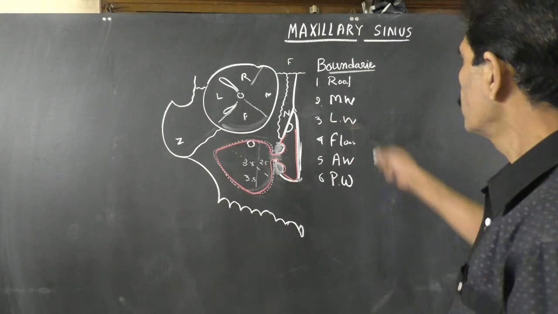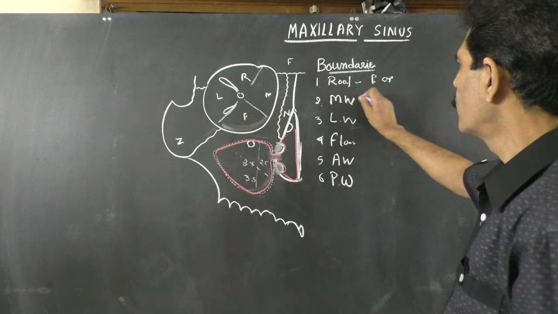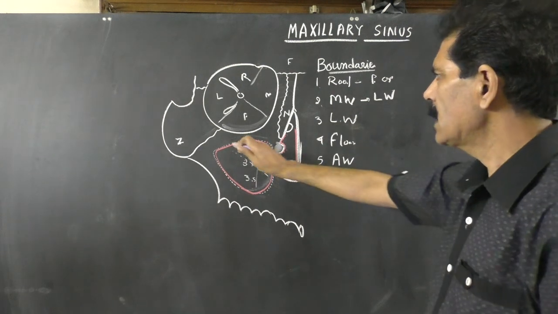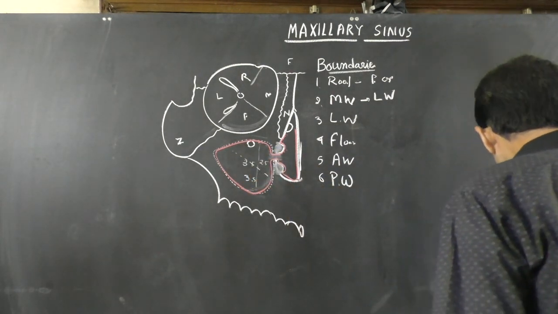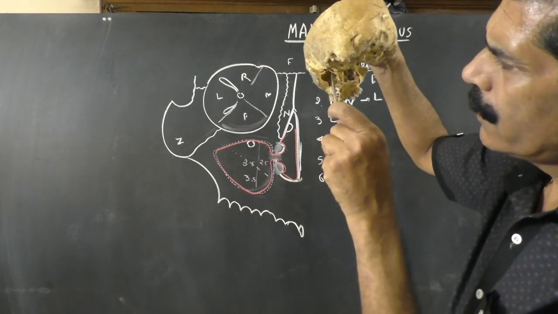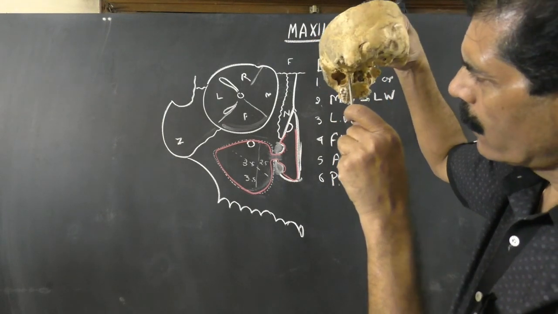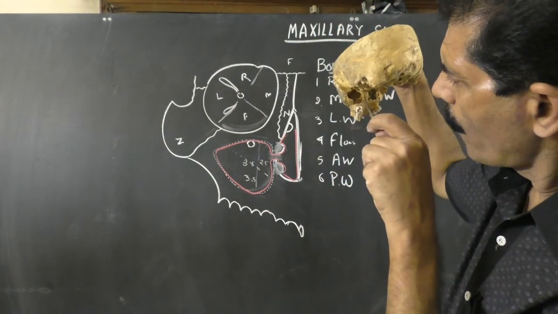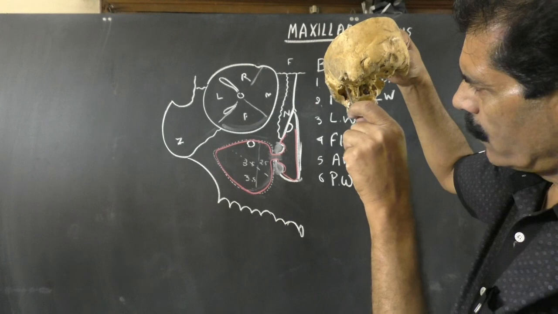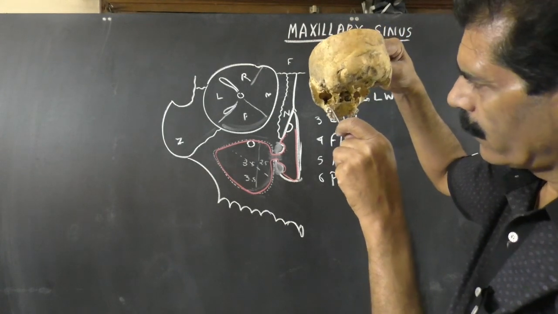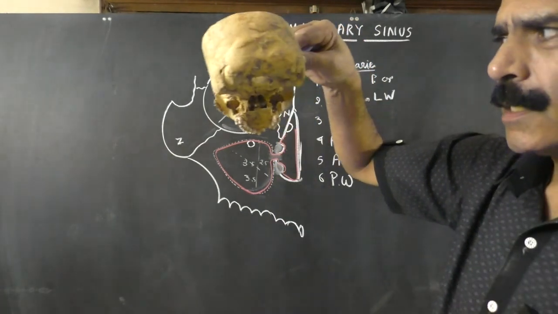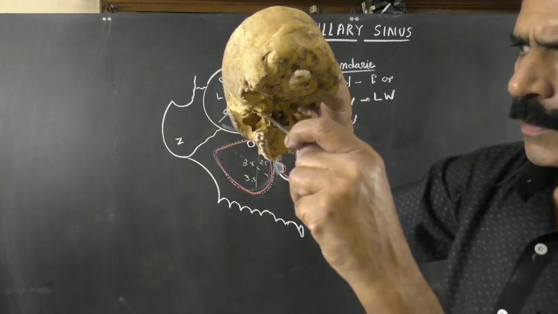So the roof is formed by the floor of the orbit, which is bony, and the medial wall is formed by the lateral wall of the nasal cavity, and this is the lateral wall. If we see the lateral wall here, we have removed the posterior wall of the maxillary sinus to show you the interior of the maxillary sinus. This is the interior of the maxillary sinus seen from the posterior aspect, with the posterior wall removed.